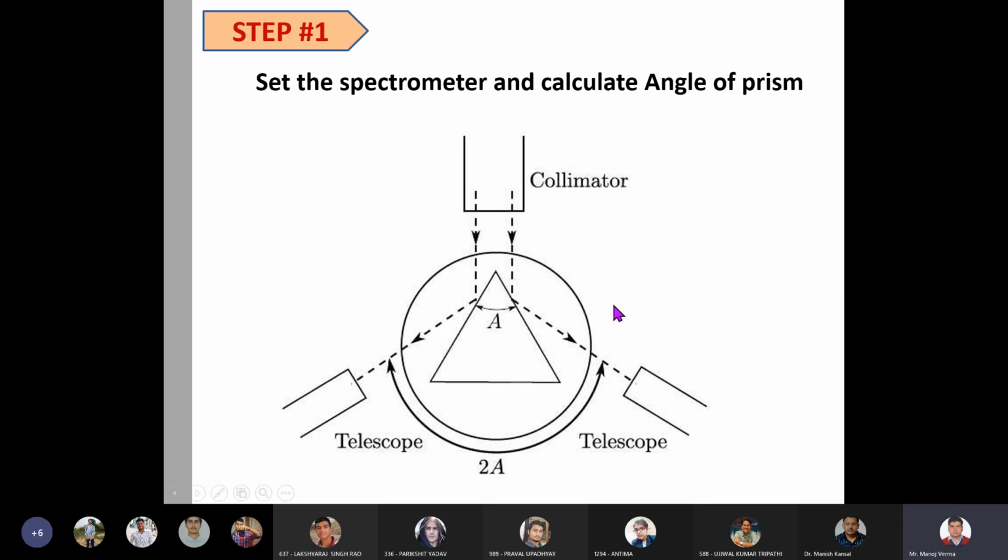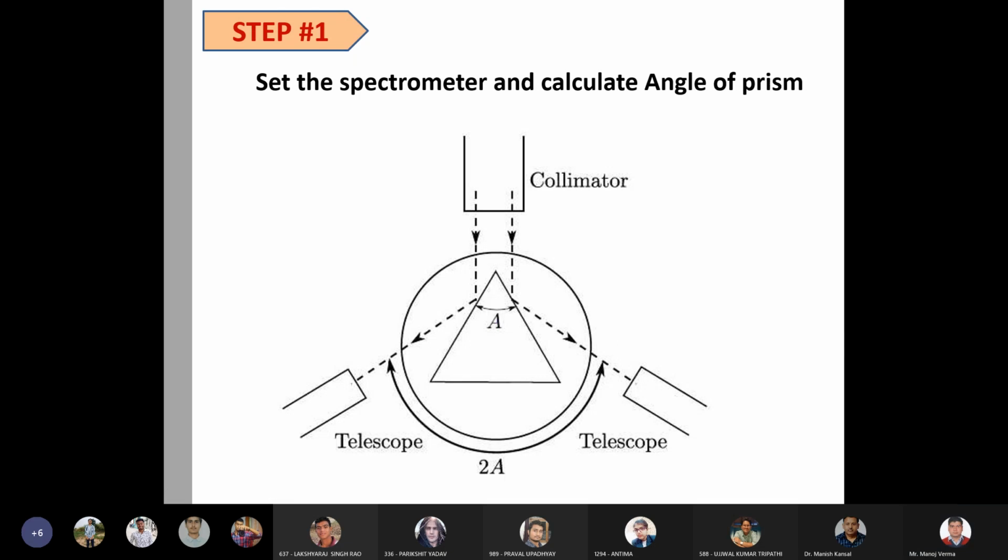The basic geometry from school level you can use to derive that these light rays, when reflected from these edges of prism, will form an angle 2A. These two light rays will form an angle 2A, which is twice this angle A.